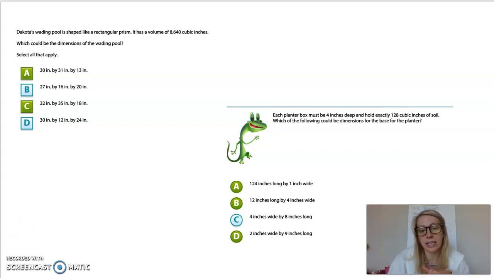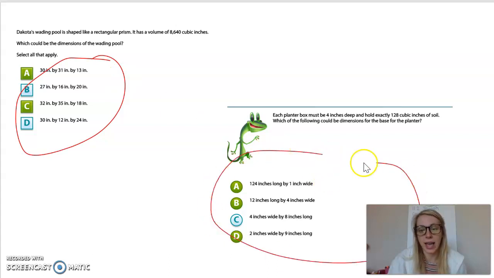And this one's pretty easy. You guys should be able to figure that out. It's just multiplication here, and this one is again multiplication.